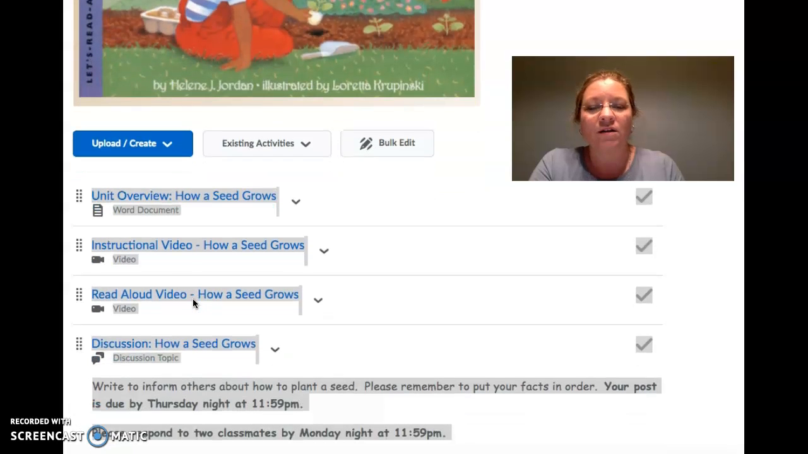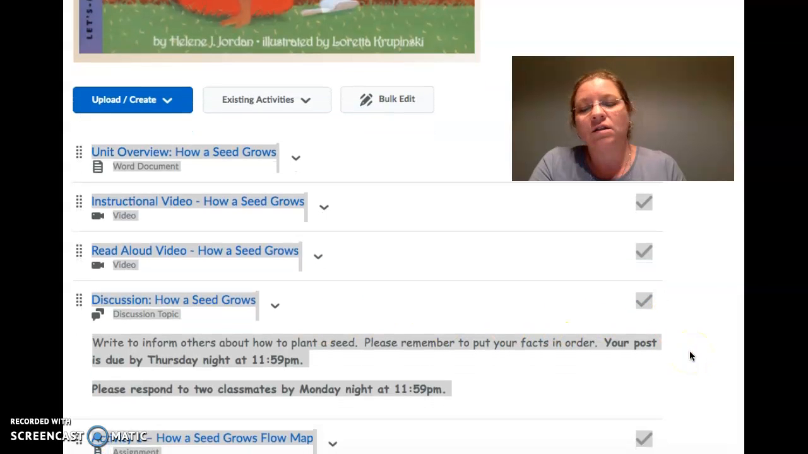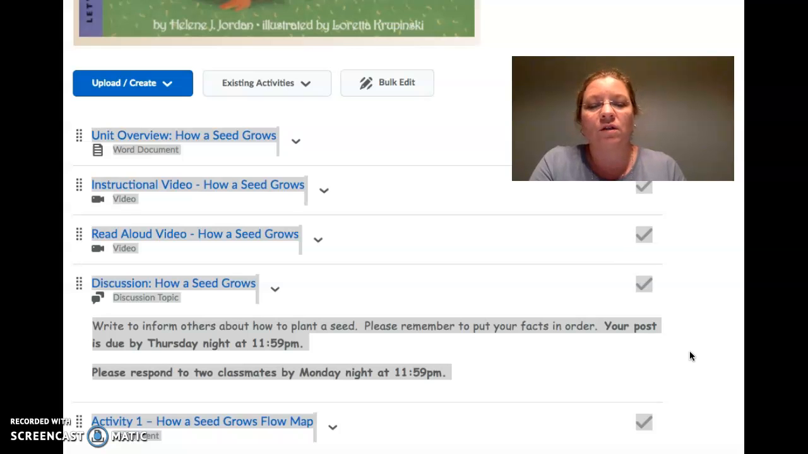So then once they've watched the video, they are to go to the discussion board. There I've instructed the students to write to inform others about how to plant a seed. And then I've told them to make sure that they give their steps, make sure that they have everything in order. One of our standards is to be able to write to inform others, and a how-to story. And so this would be like a how-to where they have to give the steps.